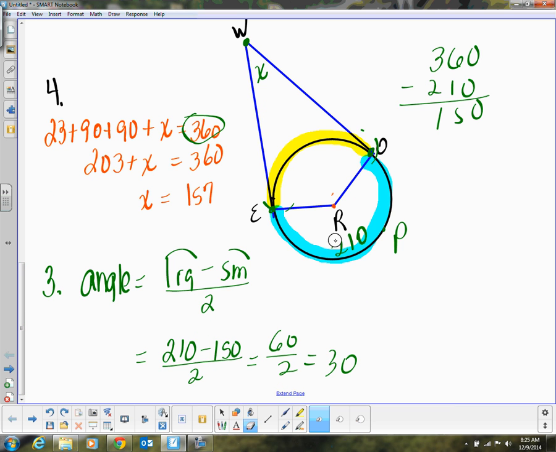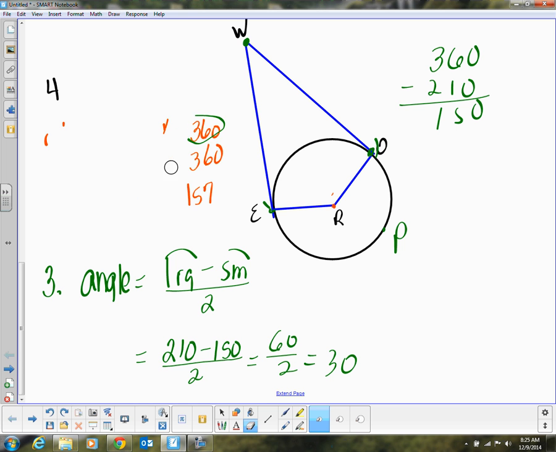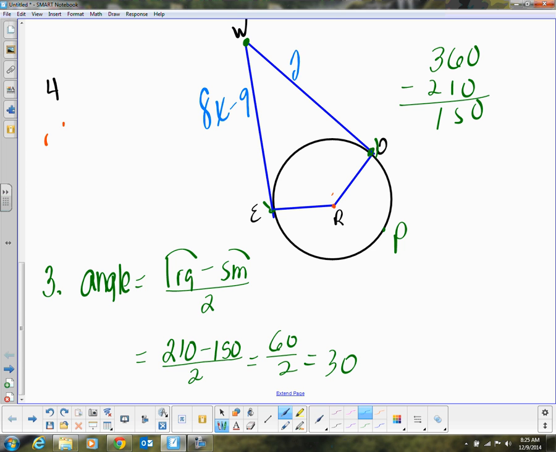So let's get rid of the 210. And what was this asking us? What did it say, Nathan? It says that if WE was 8x minus 9. Hold on. Sorry. You could use a big eraser if that's. I could. So if WE equals what? 8x minus 9. Okay. And then we got WO equals 2x plus 15.